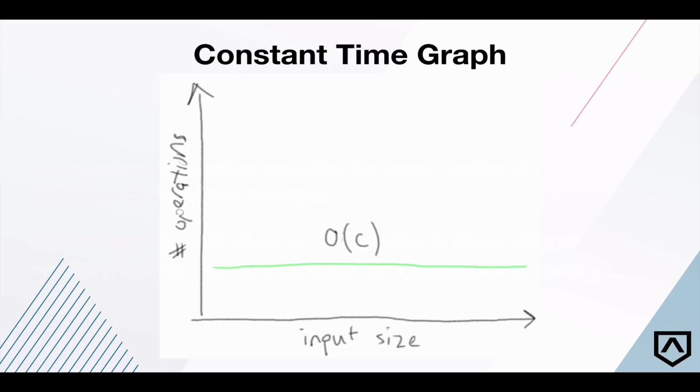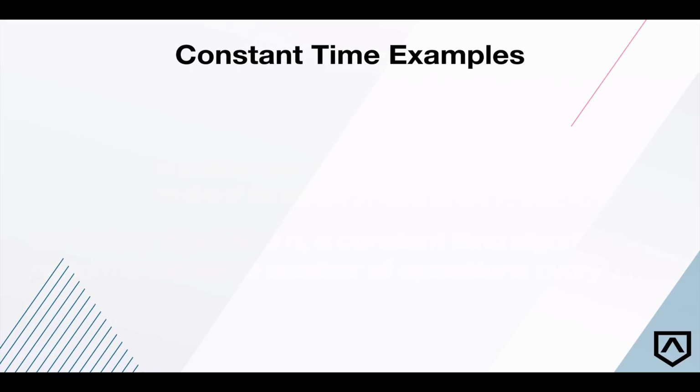And again, if we were to graph this function out, it would just be a straight horizontal line, indicating that the number of operations does not change at all. So, some examples of constant time, some analogies that we can come up with.